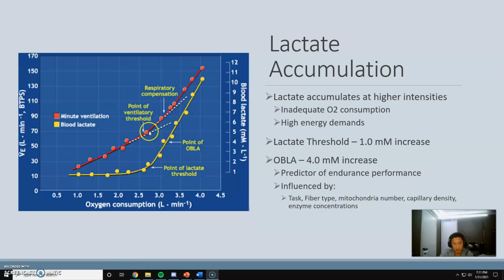intensities, as we see that this point of OBLA is going to increase ventilation up here at a higher and higher incline, and ultimately it's going to also increase lactate, because we're not getting enough oxygen to oxidize the lactate, and ultimately leads to fatigue and then cessation of exercise. OBLA is also influenced by the type of activity being performed, the muscle fiber types being activated, mitochondrial number, capillary density, and enzyme concentrations.